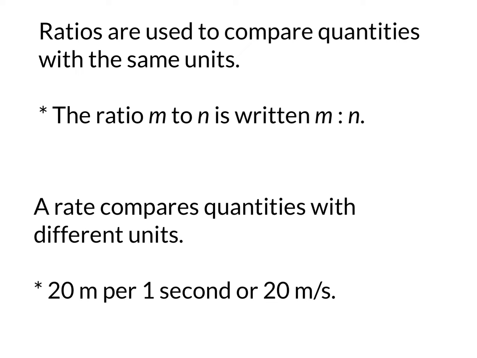So firstly, a couple of definitions. Ratios are used to compare quantities with the same units. The ratio of m to n is written m ratio n, whereas a rate compares quantities with different units. So 20 metres per 1 second, or we could write it as 20 metres per second.